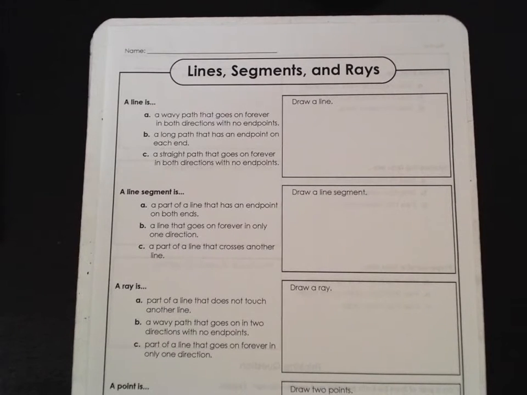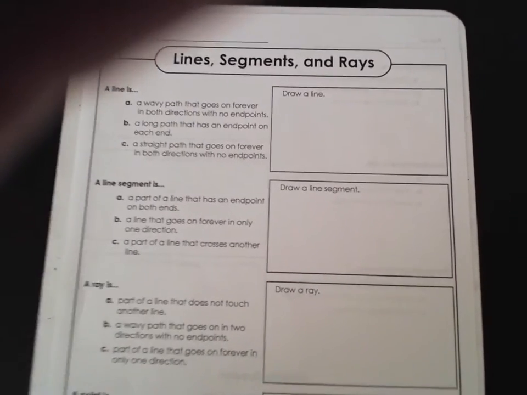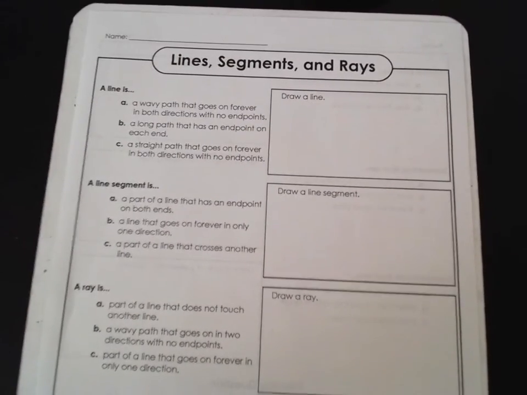So if you're in one of my classes, these worksheets are also posted on Google Classroom if you would like your own copy to take notes on. If not, you can go ahead and copy it right from here. So for the first one, it says a line is, and then it gives you three different choices for the definition of a line.